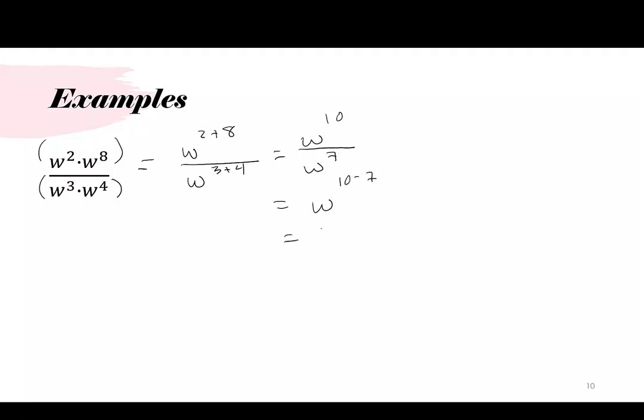Here's another one. I have w squared times w to the 8th over w cubed times w to the 4th. So I'm going to put in those parentheses to tell myself, simplify the top, simplify the bottom before I try to do anything else. So I have 2 plus 8 as the exponent for the numerator, and 3 plus 4 for the exponent of the denominator. So 2 plus 8, that's w to the 10th. 3 plus 4, that's w to the 7th. Now I can say, okay, let's do our division. So I'm going to subtract. 10 minus 7 is w cubed.